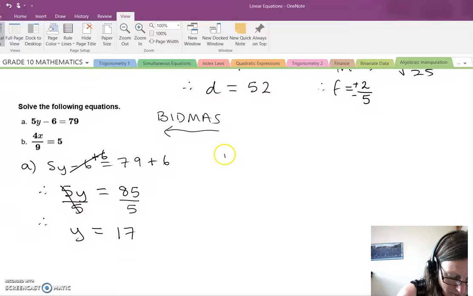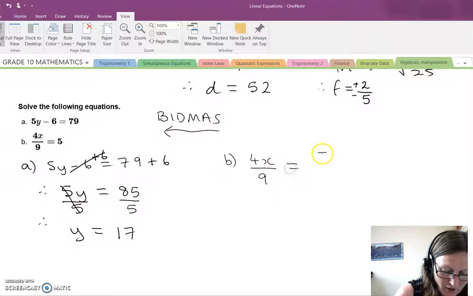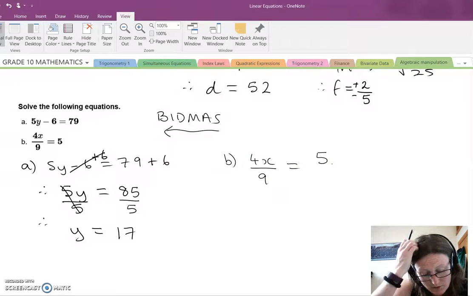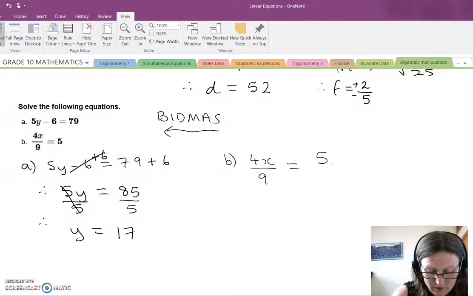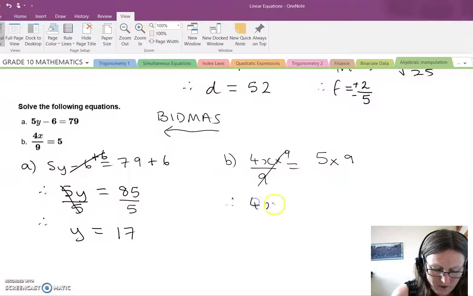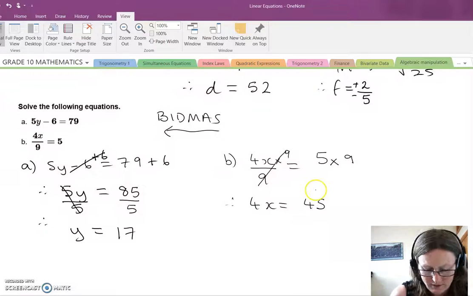Okay, in example B, we have 4x divided by 9 equal to 5. So undoing in the opposite order of BIDMAS, there's no addition or subtraction, so it's multiplication or division that we do first. Okay, so I am going to undo the 9, this is divide by 9, so I times by 9, cancel. Okay, as long as I times that side by 9. So now I've got 4x on the left-hand side and 45, which is 5 nines, on the right-hand side.